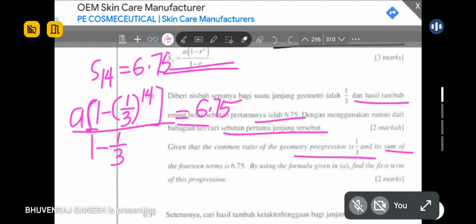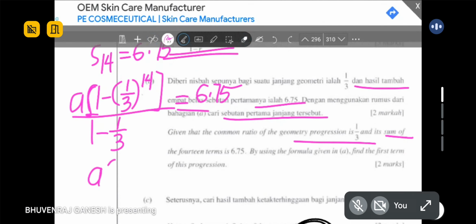Understand? So from here, just press the calculator, guys. So 1 minus 1/3 power 14. So your answer is 0.99, got many nines. Something like this, this is from your calculator.